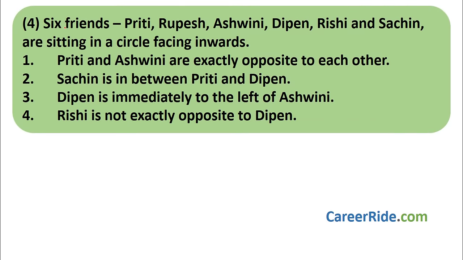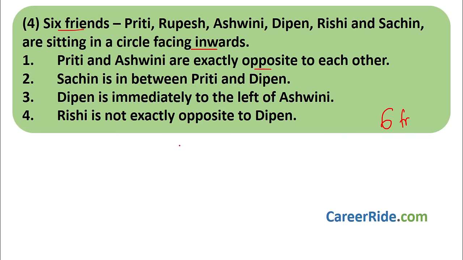Question number 4. Six friends, Preeti, Rupesh, Ashwini, Dipen, Rishi and Sachin are sitting in a circle facing inwards. Preeti and Ashwini are exactly opposite to each other. Sachin is in between Preeti and Dipen. Dipen is immediately to the left of Ashwini. Rishi is not exactly opposite to Dipen. Okay. Over here again, let's count the number of friends. This is six friends.